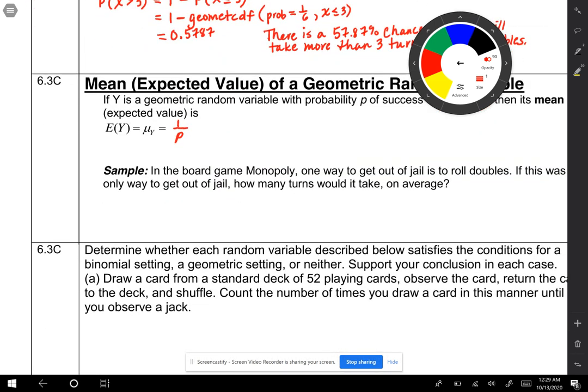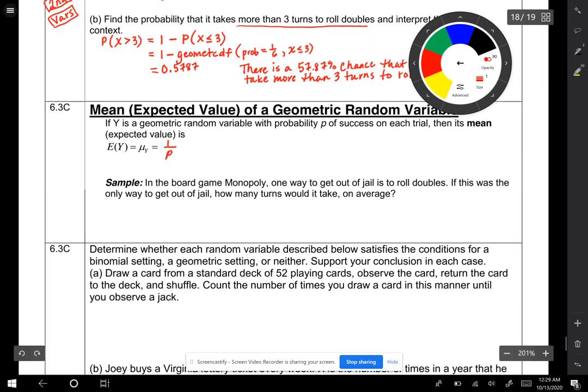In the board game Monopoly, one way to get out of jail is to roll doubles. If this was the only way to get out of jail, how many turns would it take? It's weird. How many turns would it take on average? So the mean of, well, I guess we'll call it y, is equal to 1 over 1/6, or actually it was x, because that's what we used in our, it doesn't matter.